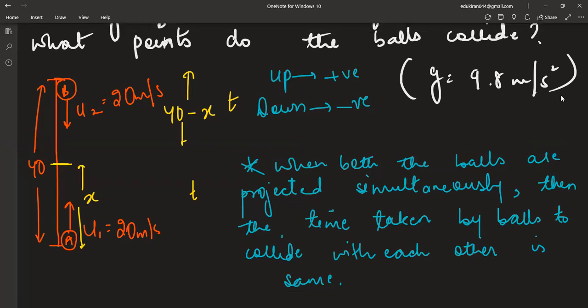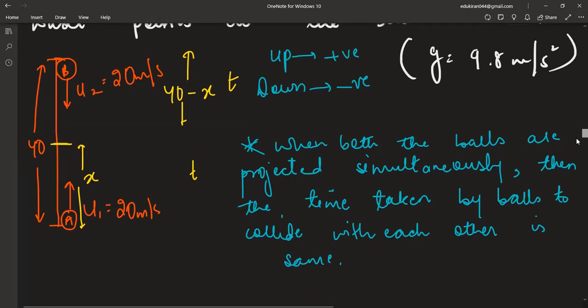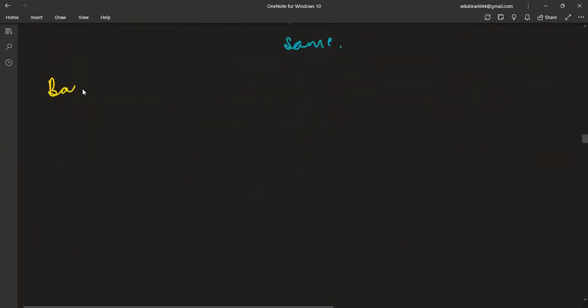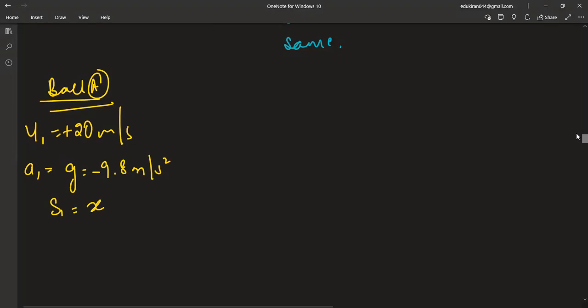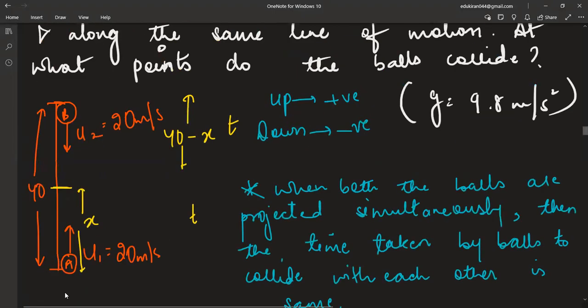Now let's talk about both the balls. They have different paths. How will we calculate? Let's talk about ball A, that is the first one. It has an initial velocity of 20 meters per second. This is thrown upwards, so this will be positive. Acceleration will always remain acceleration due to gravity, and it acts downwards, so this is negative. Displacement covered by the first ball is X, and it is covered in the upwards direction, so this X will be positive.